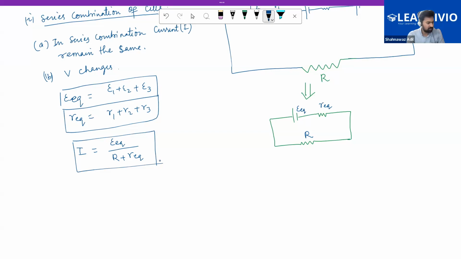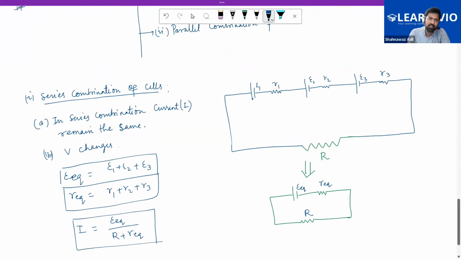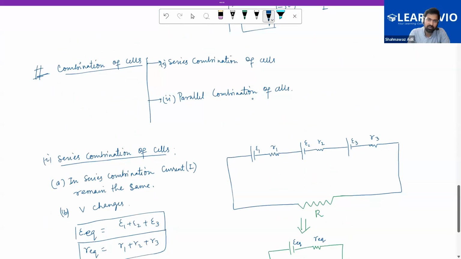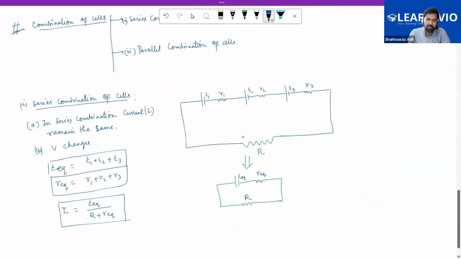So how much time do we have? So we have 3 minutes. Please note this thing down. Right. Please note it down and then we'll stop here and in the next class we'll continue from it.